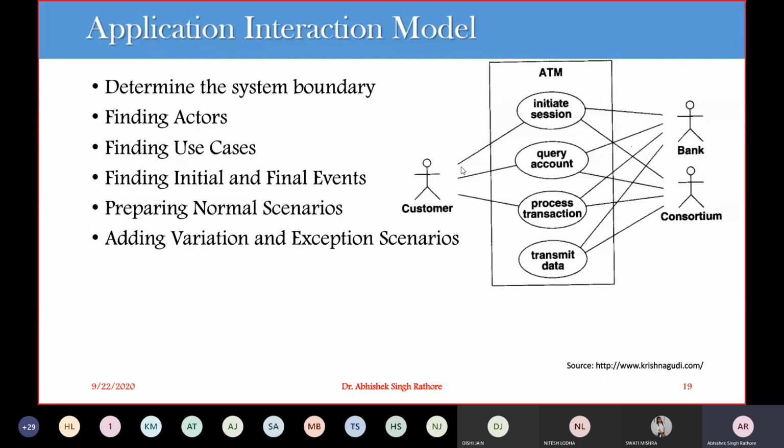Let's say when the customer inputs his card to your system, this is an initiate session. So your session will be initiated right from your customer, and all these functionalities move toward your bank, or your central bank computer. This is known as the consortium. We saw this in the last class. Then after initiating the session, you go for the transaction process. So these are two different functionalities.